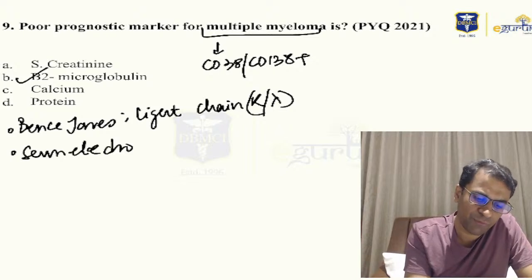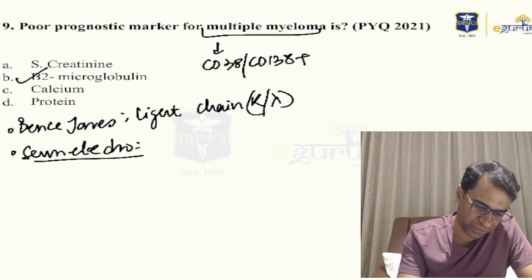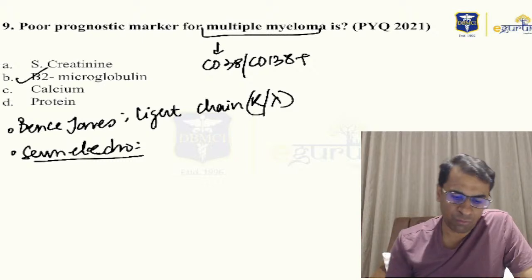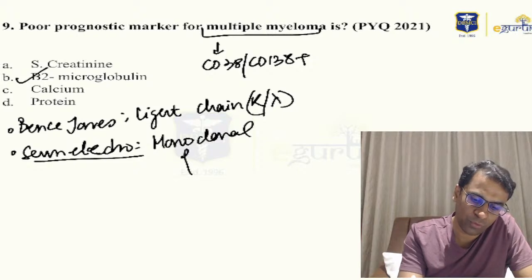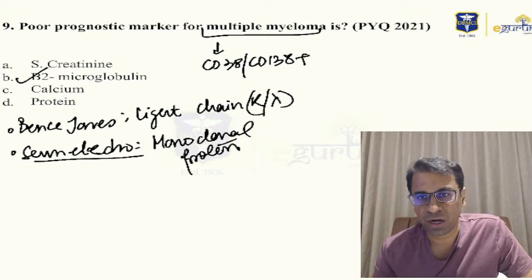This question has been so frequently asked: if you do serum electrophoresis in case of multiple myeloma, what do you get? The answer is a monoclonal protein. What you get is a monoclonal protein. So what is a monoclonal protein?